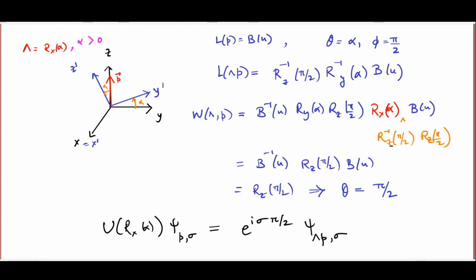Once again, you get a phase factor which does not depend on the angle of rotation, except for the fact that it requires the angle of rotation to be positive. If the angle of rotation were negative, what you would end up with is an extra factor, which is not e to the i sigma pi by 2, but rather e to the i sigma times 3 pi by 2.